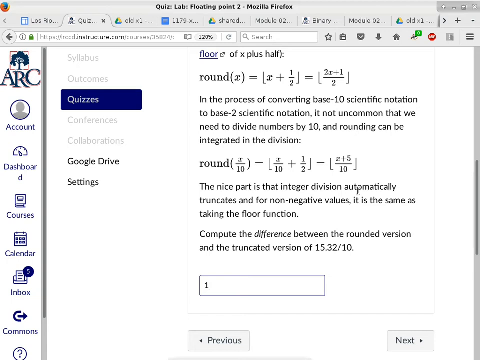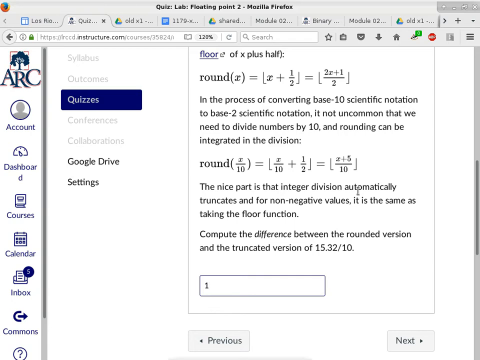Yep. So for the truncated part, what number do you plug in for x? It's like around x divided by 10. Equal 15 or 15.32? You said integers, so I assume it's 15. It's 1.532. Oh, okay. It's not 15, it is 1.532 because we are rounding the result of 15.32 divided by 10.